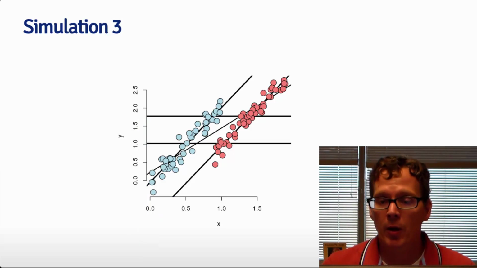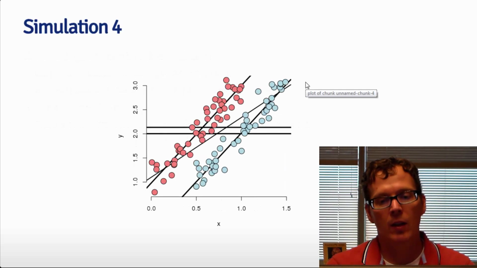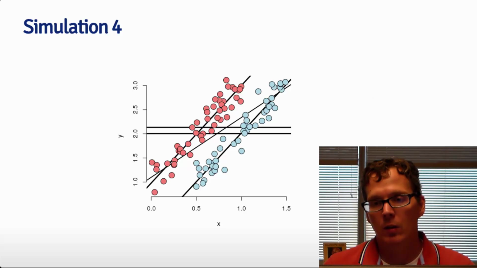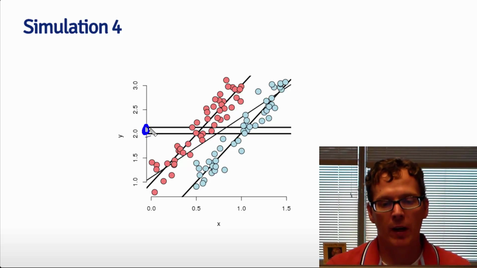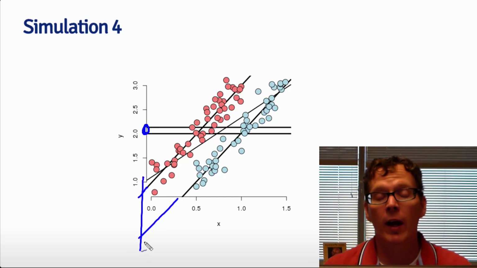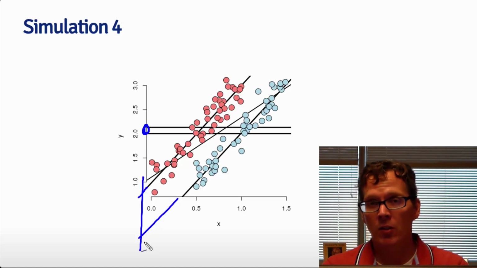All right, let's try some other examples. Again, the next slide is just going to reiterate these points. In this example, there's basically no marginal effect. However, there's a huge effect when we adjust for X. So previously we went from a significant effect to, when we adjusted for X, a non-significant effect.